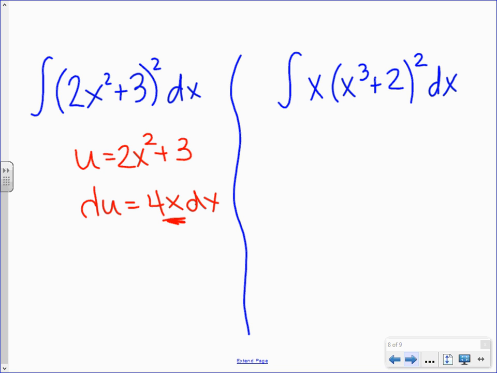Here's another one that is not going to work with U substitution. Take a moment and talk to your pod about why U substitution will not work. 1, 2, 3, go.